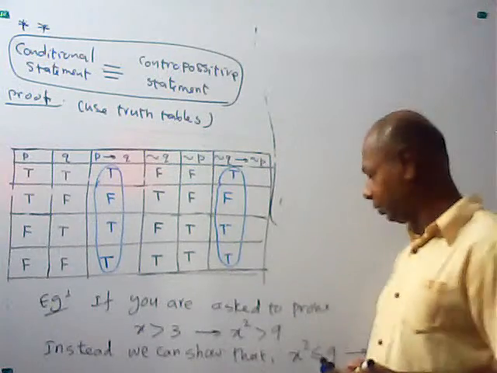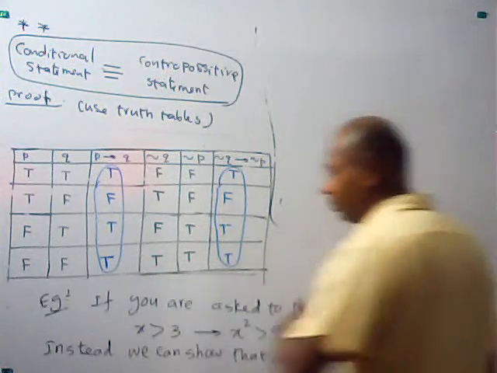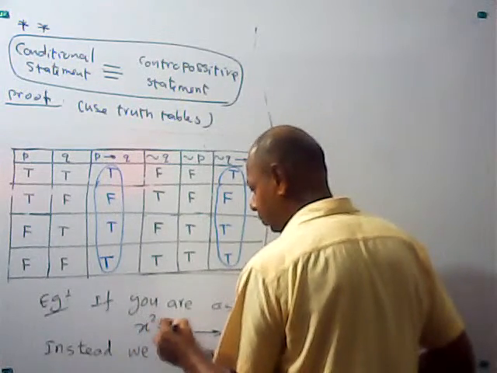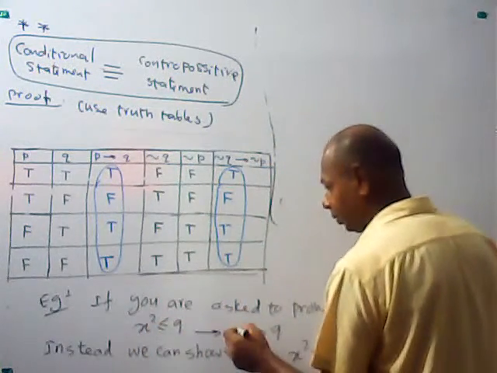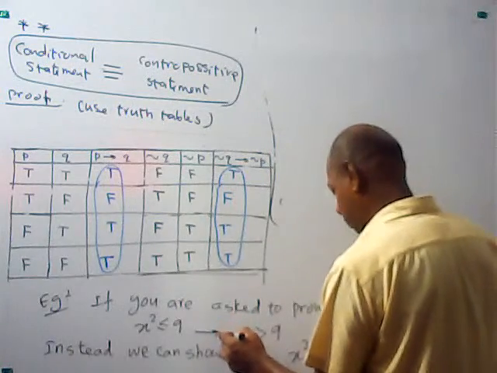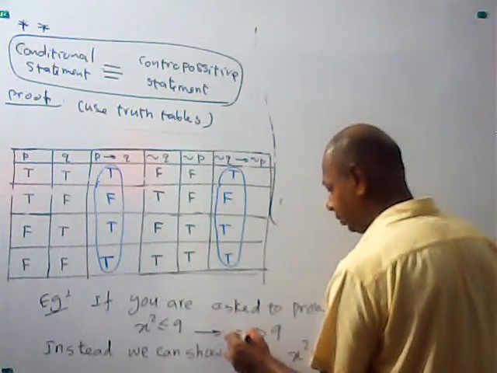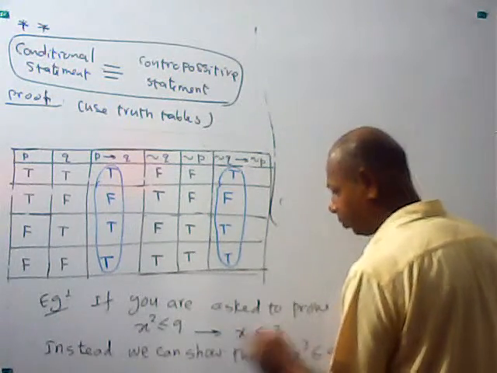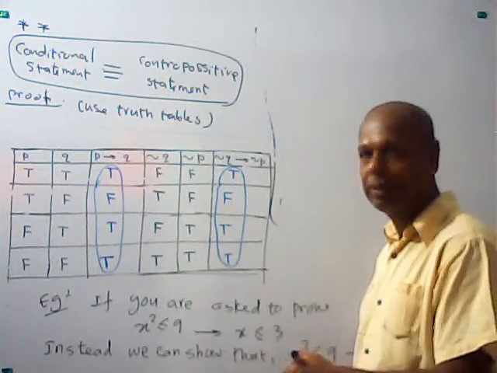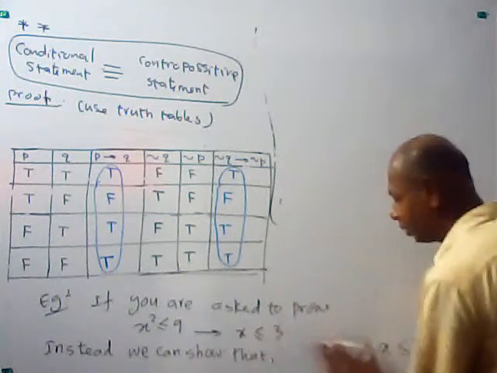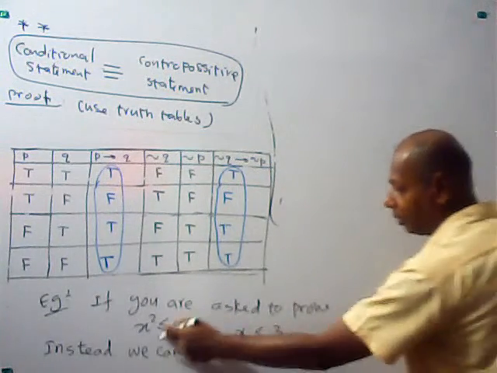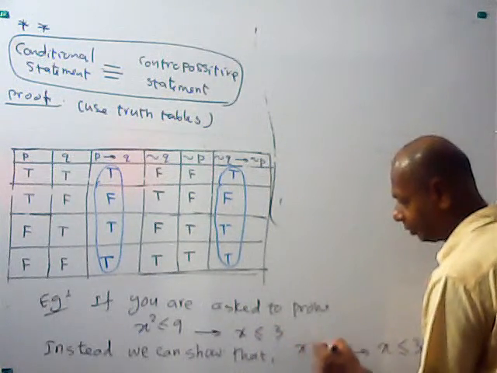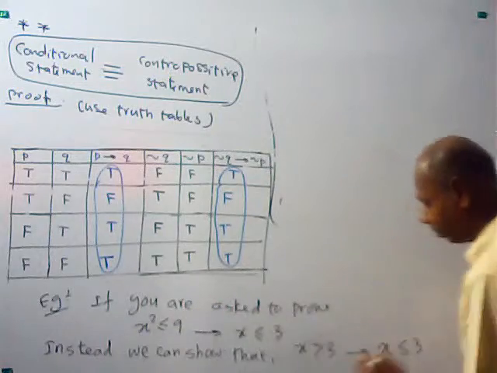I'll write it on the side. This is the proof we were given. You have to show that x squared is less than or equal to 9 implies x is less than or equal to 3. This is what you have to do. If you think this is a hassle, instead you can show not q. Here p is this and q is this. You can show that not q implies not p.